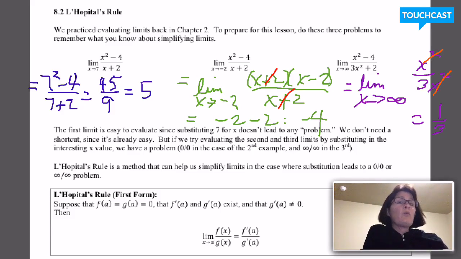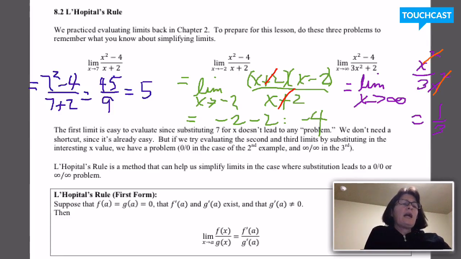The first one, when we substitute 7 in for x, we don't have any problem. So that's just going to be our answer. I'm going to plug in 7, I get 45 over 9 is 5. Do not expect that to happen on the AP test. That would be very weird if you could just plug in that special value and have no problem. But here in this example, there was no problem, so we got our limit.